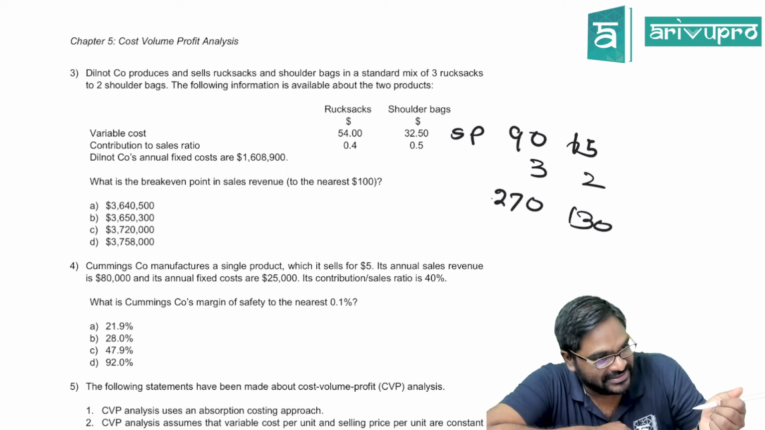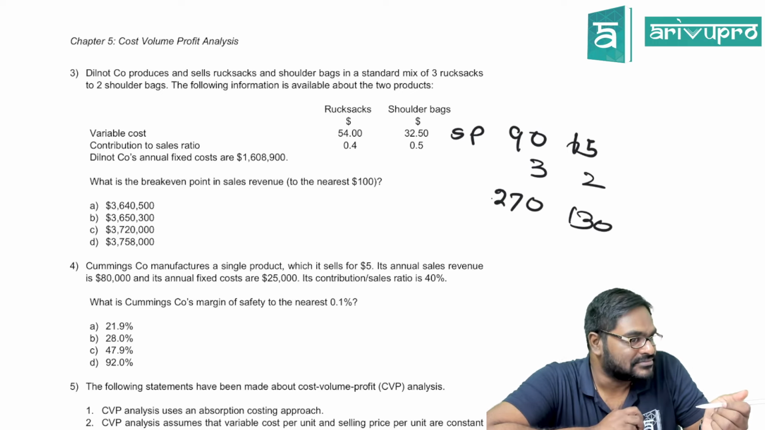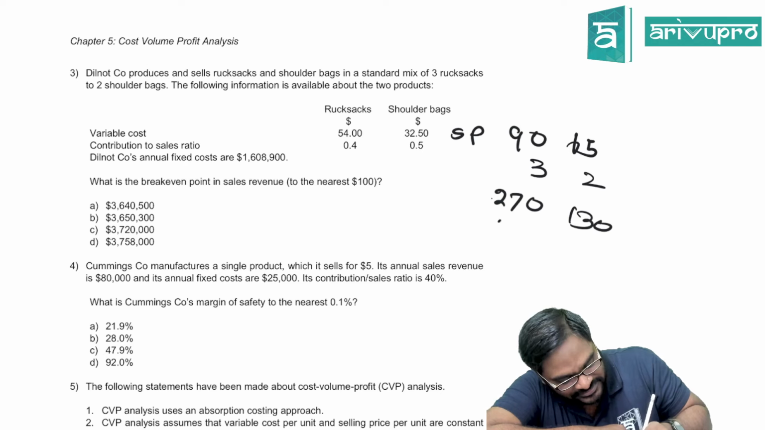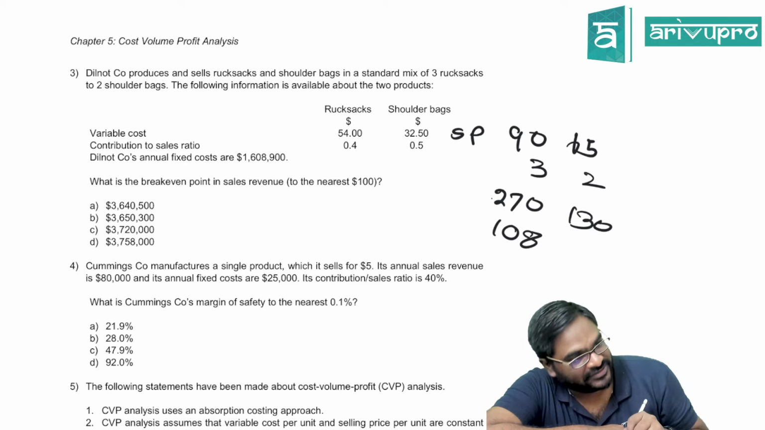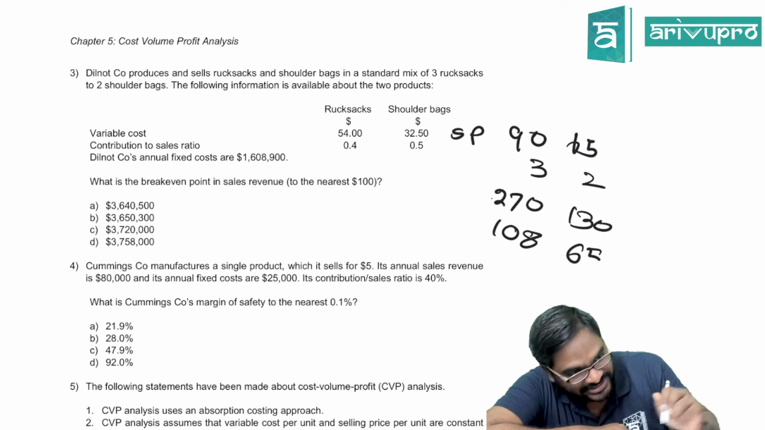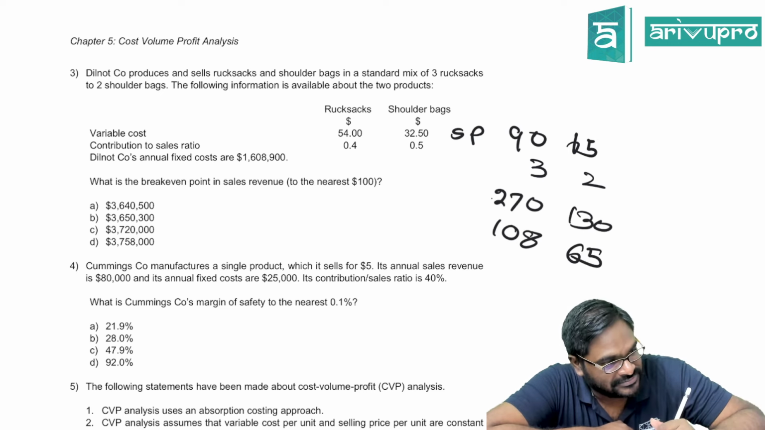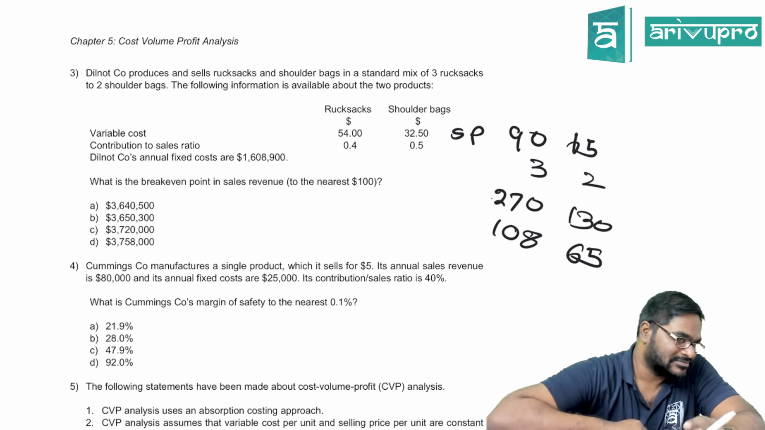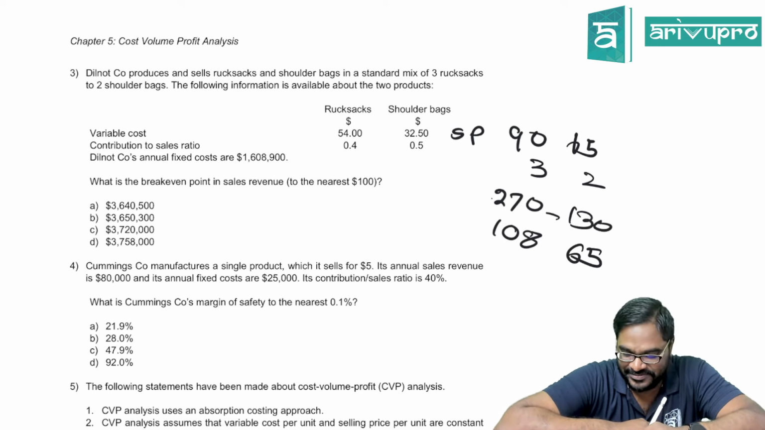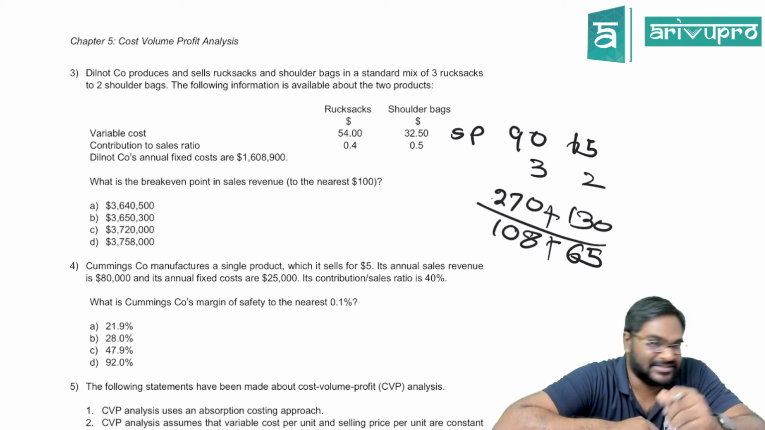40% of 270 is, sorry, 108. Then 50% of 130, 65. So this would be the contribution. So this plus this divide.